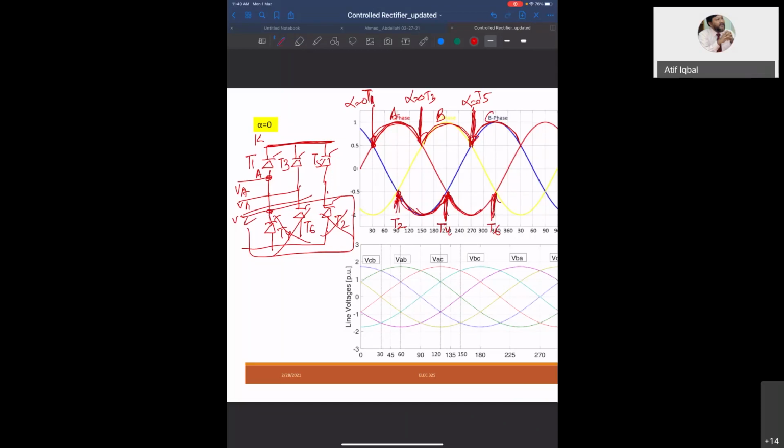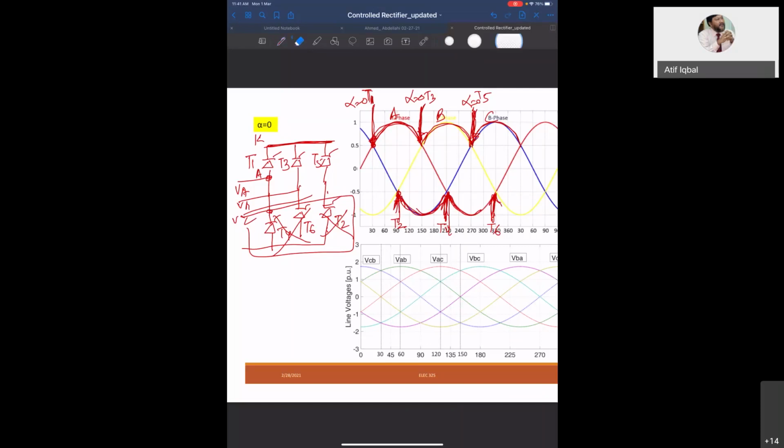Thyristor 1, thyristor 2, thyristor 3, thyristor 4, thyristor 5, thyristor 6. So this is the alpha is equal to 0 point for each of them. Okay. This is the alpha is equal to 0 for each of them. So now we will draw the waveform.